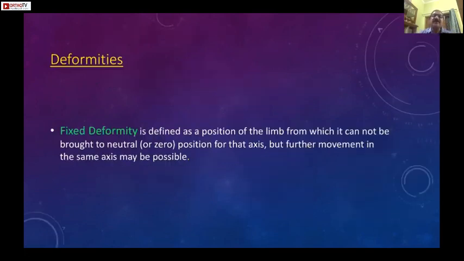Now, assessing the deformities of the hip joint disease is an integral part of the palpation. A fixed deformity is defined as a position of the limb from which it cannot be brought to neutral or zero position for that axis, but further movement in that axis may be possible. For example, if the patient has a 70 degree flexion deformity, extension will not be possible, but it may be possible that the patient has some more flexion beyond 70 degrees. This is what is meant by a fixed deformity.